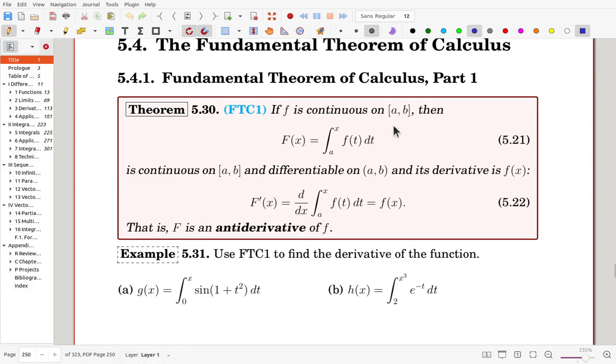If f is continuous on a closed interval [a, b], then the integral from a to x of f(t) dt, which we call capital F of x, is continuous on the same interval and differentiable, and its derivative is f of x. That means that the integral from a to x of f(t) dt is an antiderivative of f.